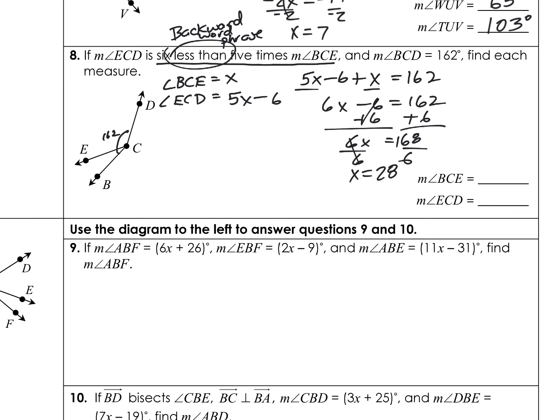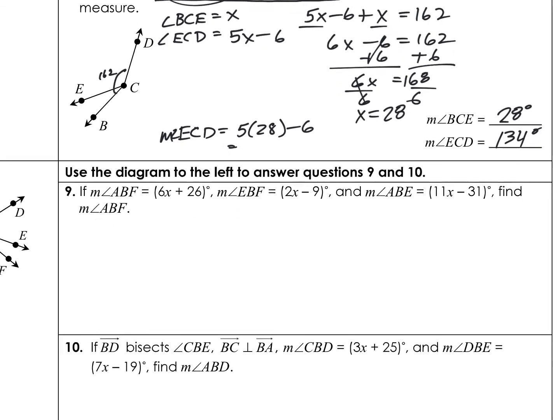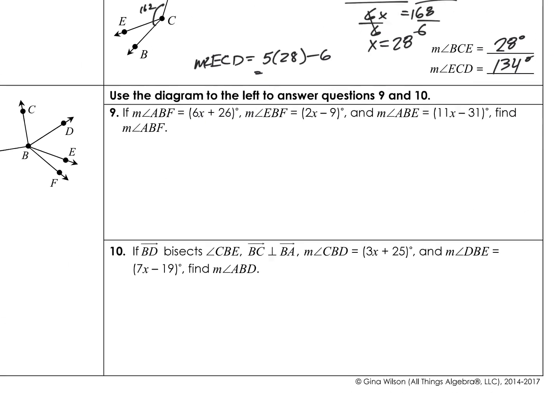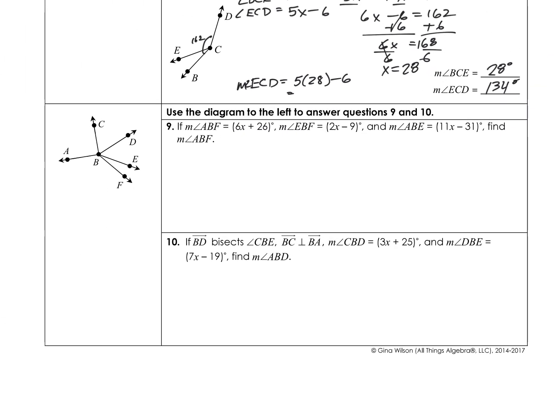So if x equals 28, then the measure of angle BCE is 28, and the measure of angle ECD is equal to 5 times 28 minus 6. 5 times 20 is 100, 5 times 8 is 40, so that's 140 minus 6, which is 134 degrees. All right, last two. Use the diagram to the left to answer questions 9 and 10.